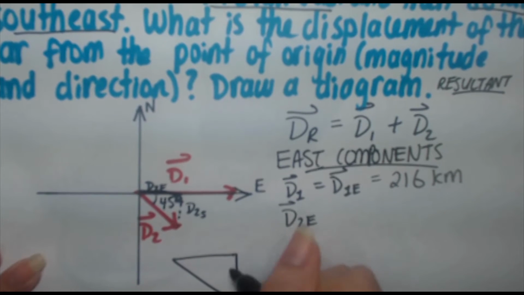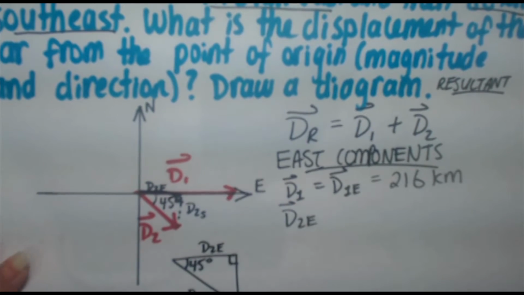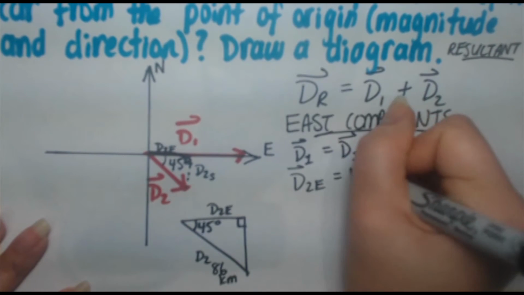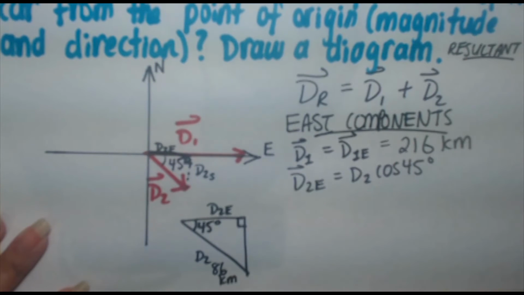If you blow this up, you've got a right angle here, you've got a 45-degree angle there, you've got D2 here, which is 86 kilometers, and you're trying to find D2 east. Now, through trigonometry, you should be able to determine that because this is the hypotenuse, times the cosine of this angle will give you the adjacent of that angle. Okay, so it's going to be D2 cosine 45 degrees.